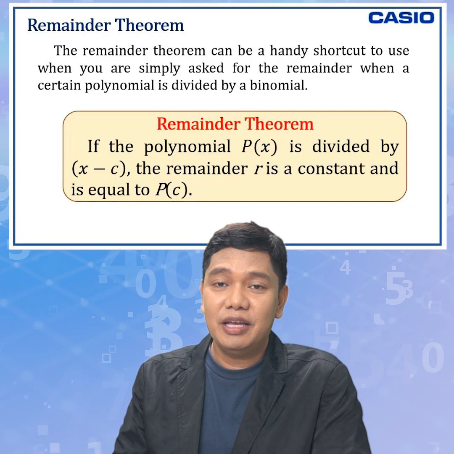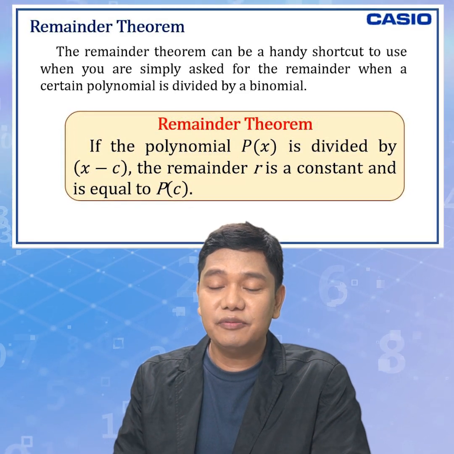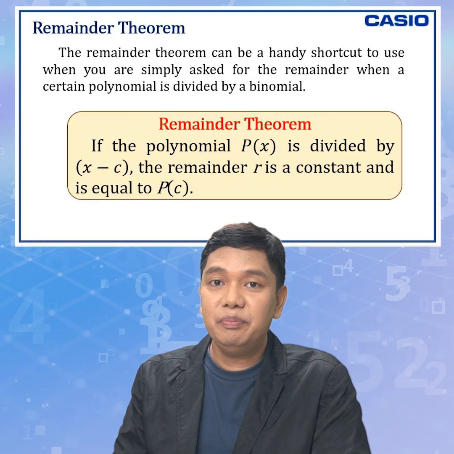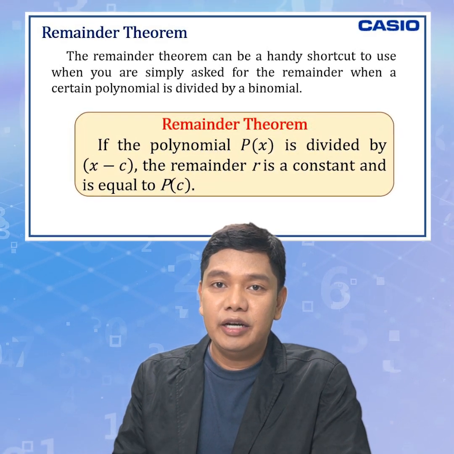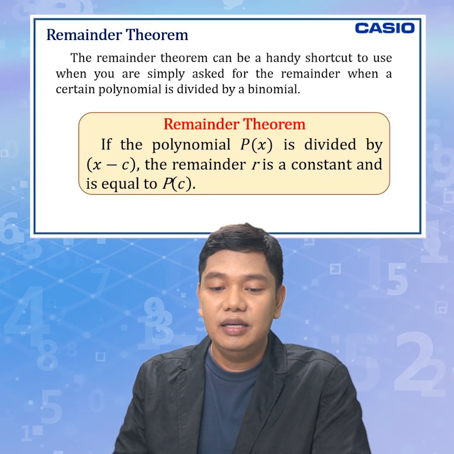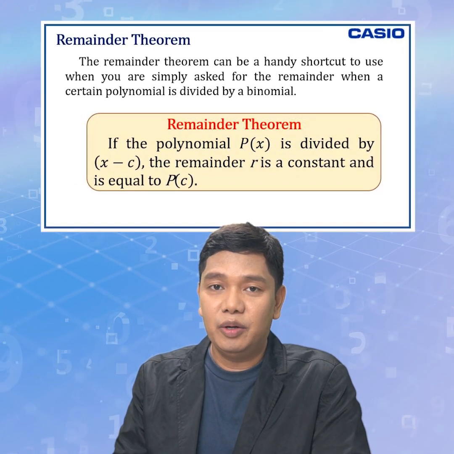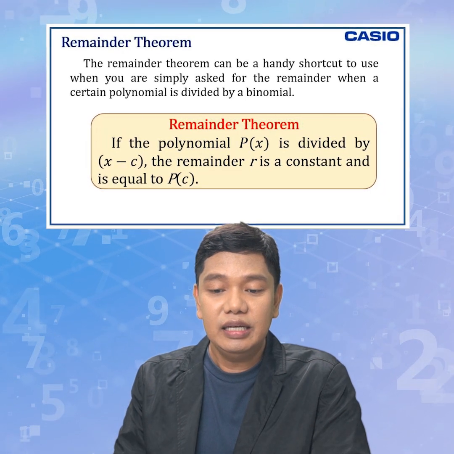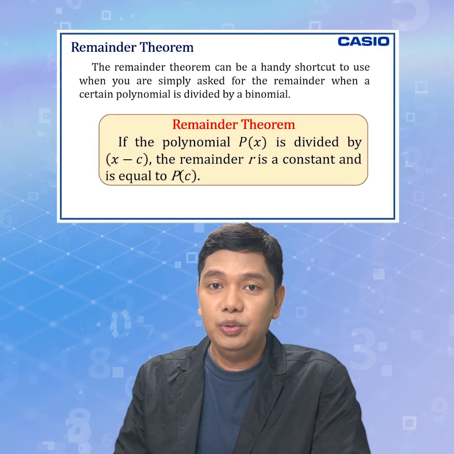The remainder theorem can be a handy shortcut to use when you are simply asked for the remainder when a certain polynomial is being divided by another binomial. The remainder theorem states that if the polynomial p of x is divided by the binomial x minus c, the remainder r is a constant and is equal to p at c.